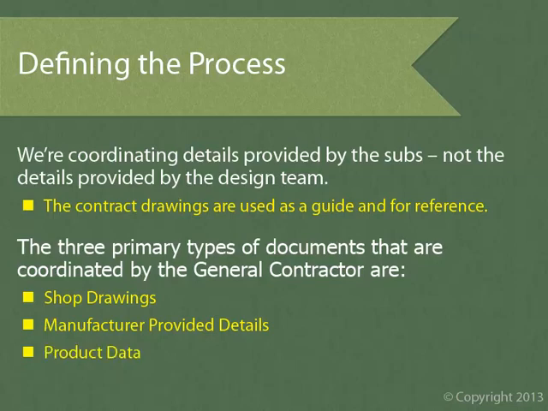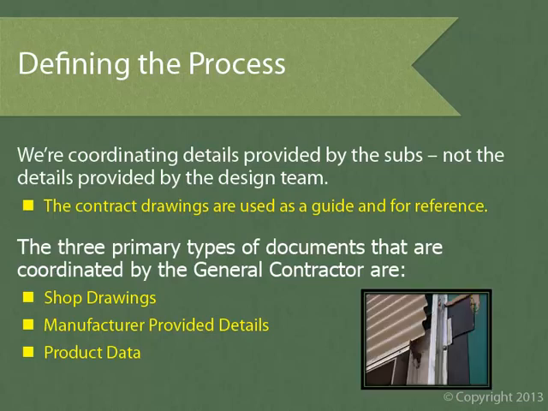Because product data is simple written literature, it's often overlooked during the exterior skin coordination. It doesn't typically contain details, but it does contain quite a bit of important information. For example, a secondary waterproofing membrane, such as self-adhered sheet membrane or damp proofing, cannot usually be exposed to direct sunlight for more than 30 days. This is because the UV rays dry, crack, and damage the material.